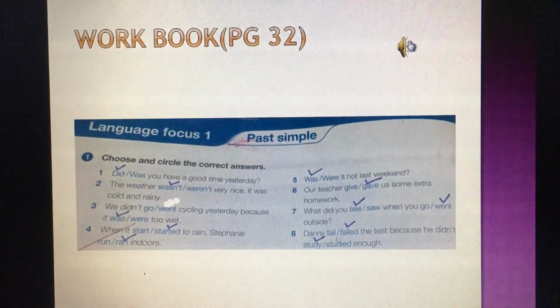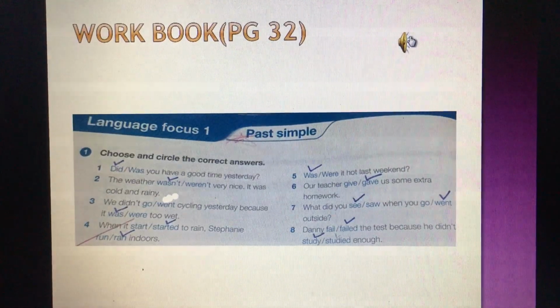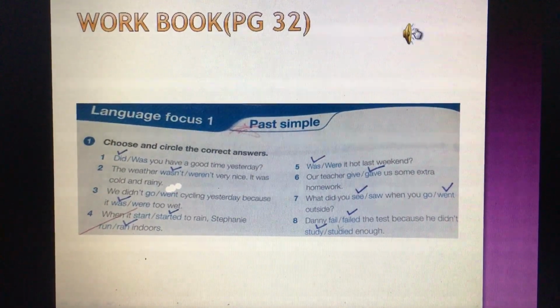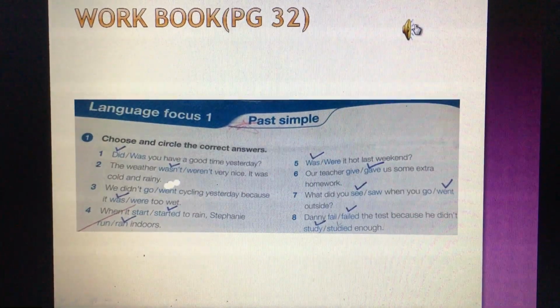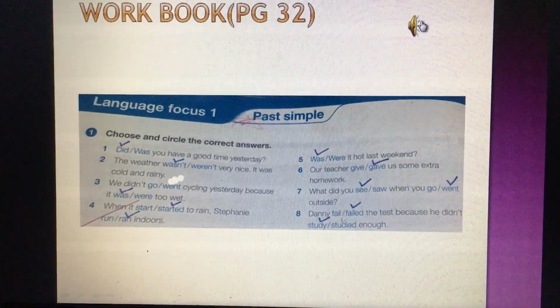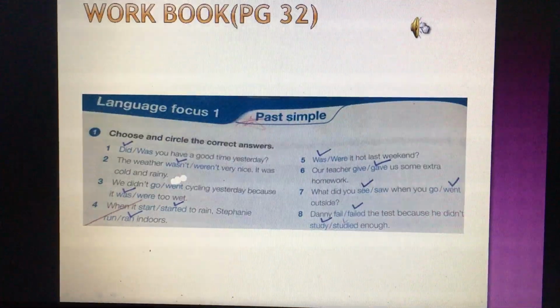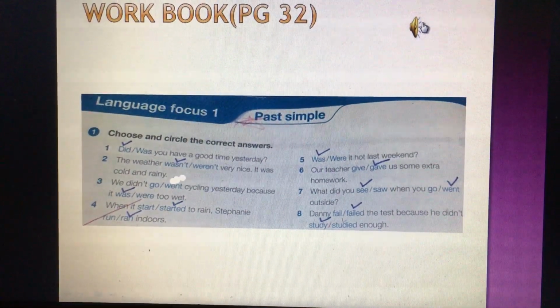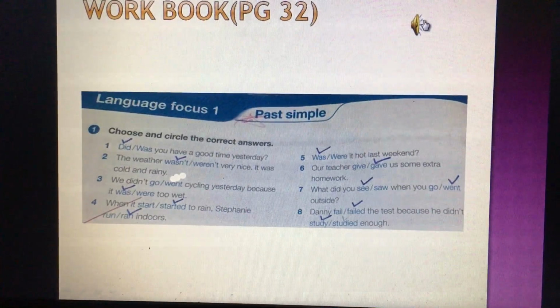Now come to the exercise of your workbook that is given on page 32. Question number 1 is choose and circle the correct answer. Number 1 is did or was. You had a good time yesterday. So was is correct. Second one is the weather wasn't or weren't. Third one is we didn't go or went.